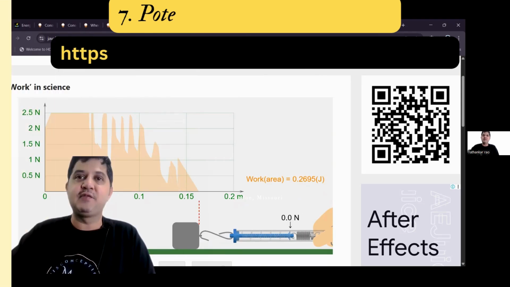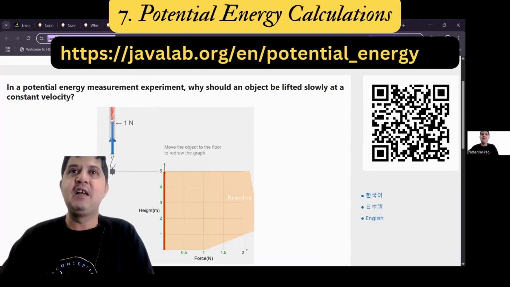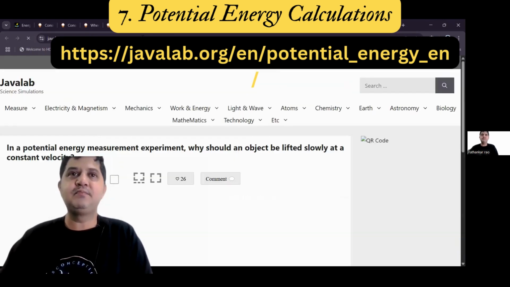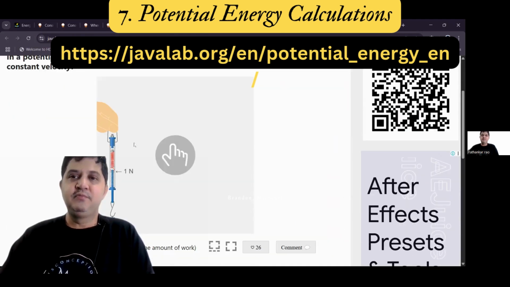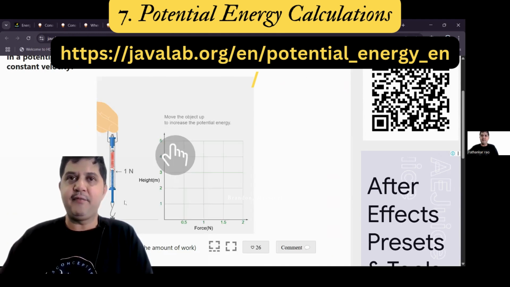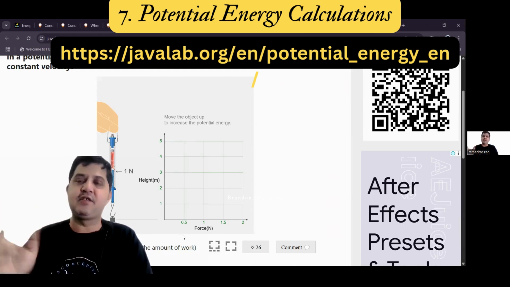We move on to the next one. All these are taken from Java Labs. So many applications you have. Okay, once again, let me refresh it. Now here, let me click on this also, force distance graph. Now what I do is I can pull it upwards over here. So this is a plot of height versus force. Earlier it was force versus distance. Now it is height versus force.